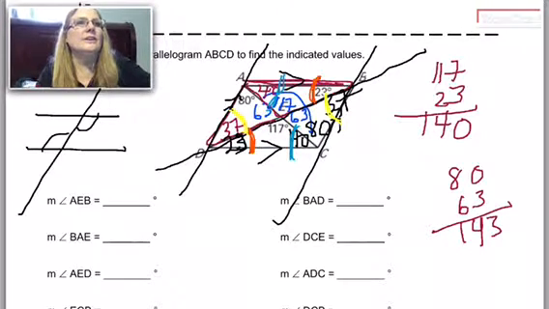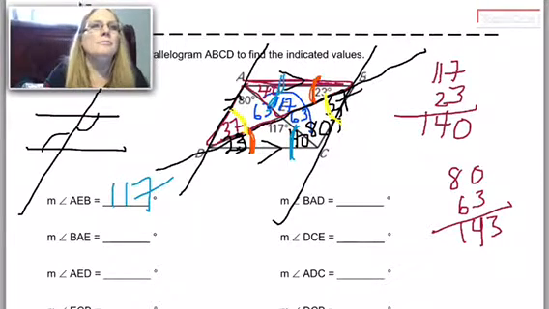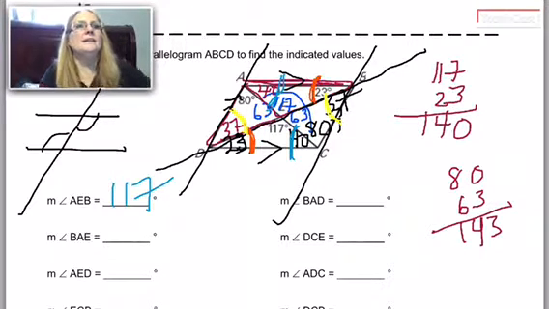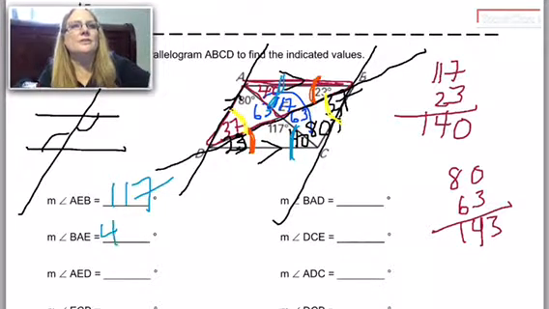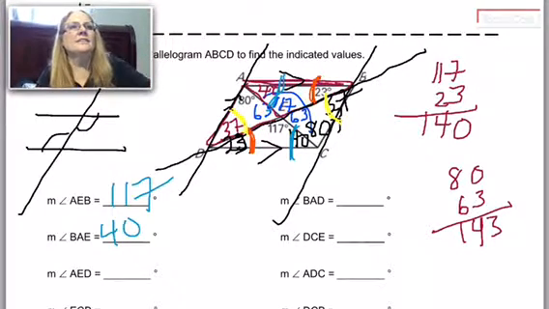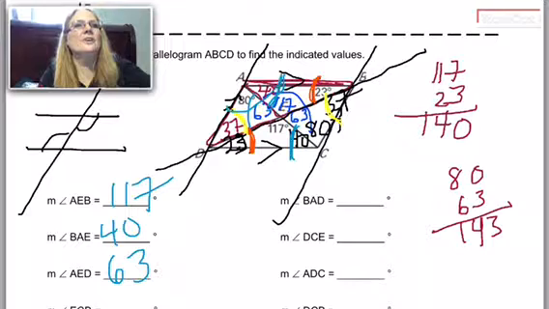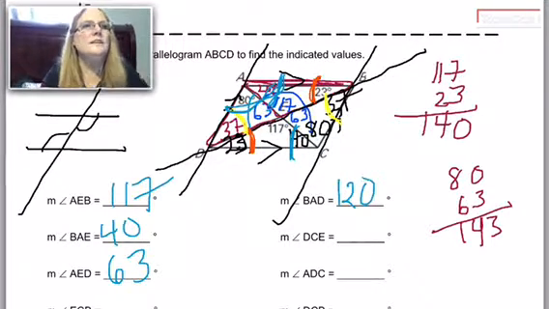AEB is this right here, so that is 117. BAE is this, 40 degrees. AED is this right here, that's 63. BAD, that's this entire angle right here. So you add 80 and 40, 120.